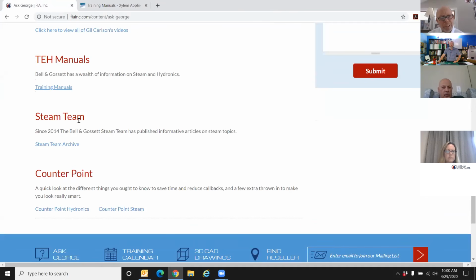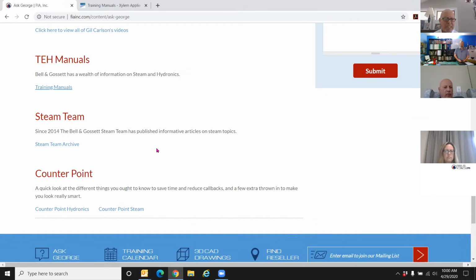Bell & Gossett also participates in the steam market. We play with condensate pumps, boiler feeds, vacuum pumps, steam traps, vacuum breakers, radiator traps, steam vents. I have contributed to this, and there's a lot of steam articles that are archived. So if you had a question on steam, don't hesitate.